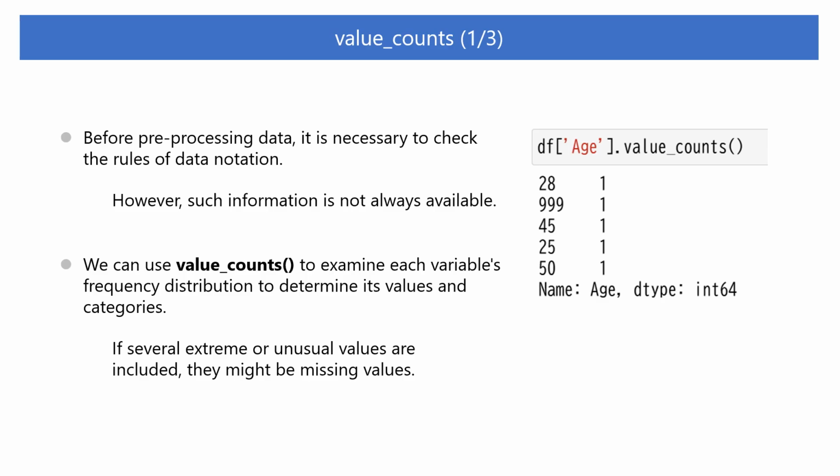Using value_counts, we can display the frequency distribution of each variable. For example, let's apply value_counts to the data. Here, we select and apply only the age column. From the output results, we can see that an extreme value 999 is included. If there's only one such case, it could be an input error, but if there are some, we can infer that the missing data is written as 999 in this data.